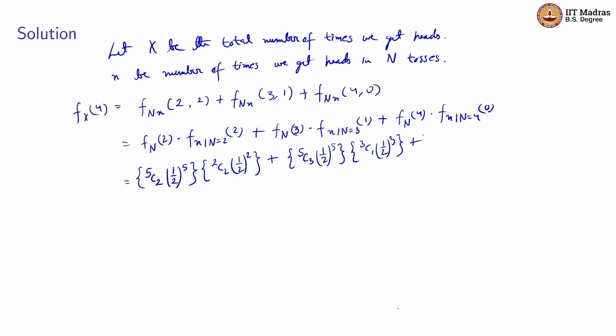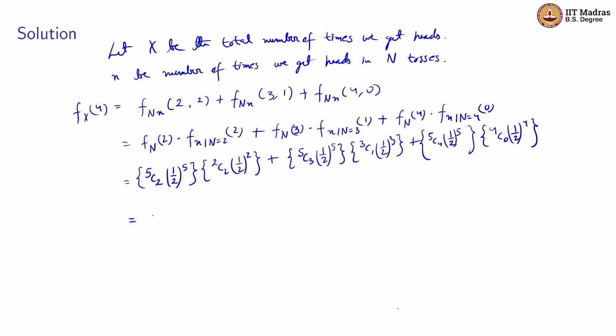Similarly, the probability that capital N is equal to 4 will be 5C4 into (1/2)^5, into the conditional probability that n is equal to 0 given capital N is equal to 4. So this is 4C0 into (1/2)^4.